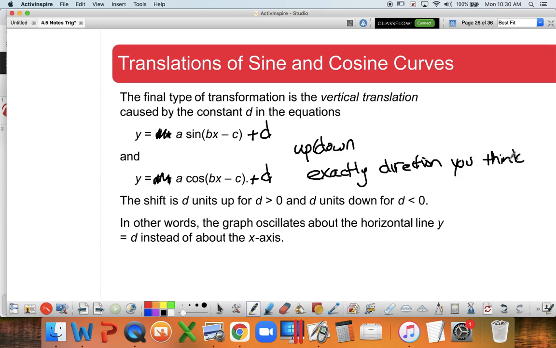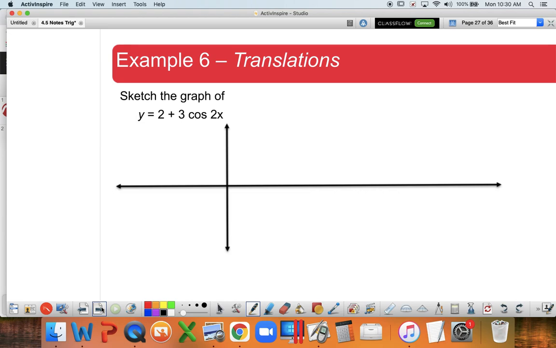Right? So if I'm going up, this is going to be positive. If I'm going down, this is going to be negative. So let's look at an example here. This is kind of our last one that we'll be graphing. You know, we did a lot of graphing today.